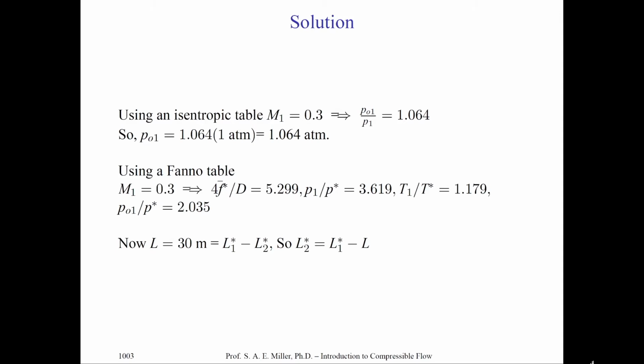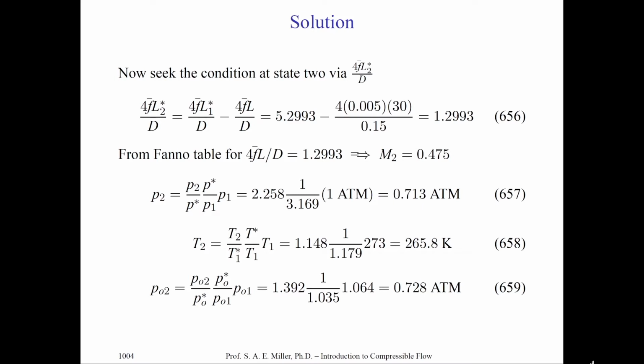Now in this case, we need to find L2 star. We know L1 star, of course, from the Fanno flow table, which is 4FL over D is a value. And we could solve for L, which is the critical length, L1. And we know L, which is given in the problem. Therefore, we can look for L2 star. We can solve this.